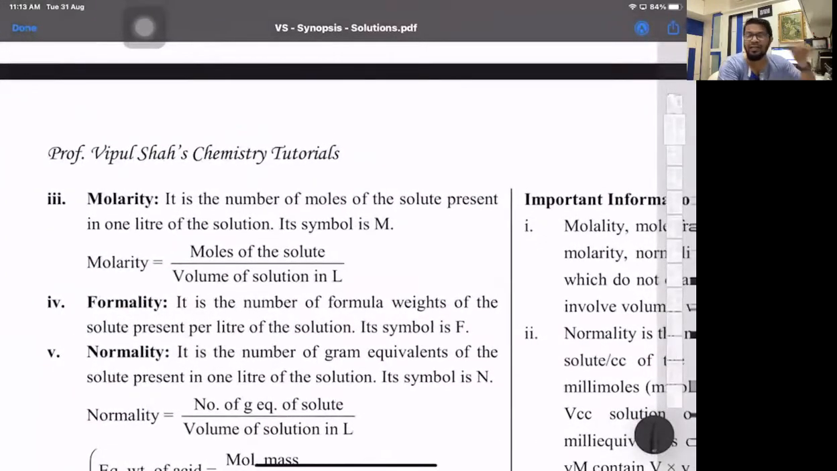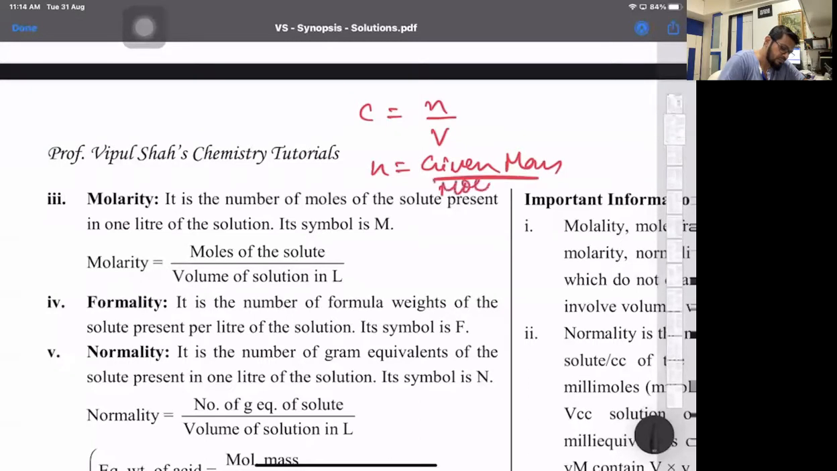First one, molarity, moles per liter. Now, when I talk about number of moles, we say concentration C is equal to n by V. And n is nothing but the given mass upon the molar mass. All right, that's the part. So that's molarity, moles present per liter of a solution.